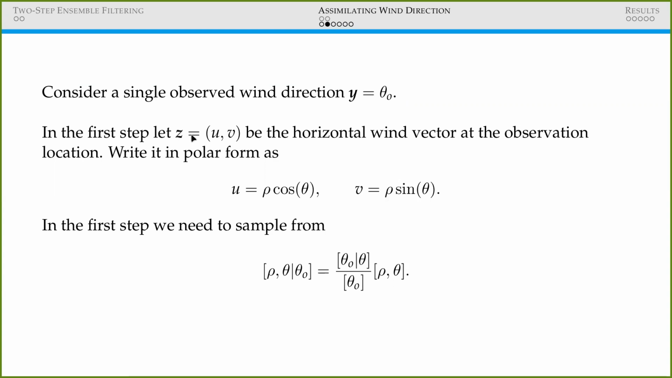I'm going to let z be the horizontal wind vector at the observation location. And I'm going to write it in polar form, so rho is the wind speed, theta is the wind direction. The first step, then, is to update the wind vector at the observation location, only at the observation location, using the observation of wind direction. I need to sample from this posterior on speed and direction.